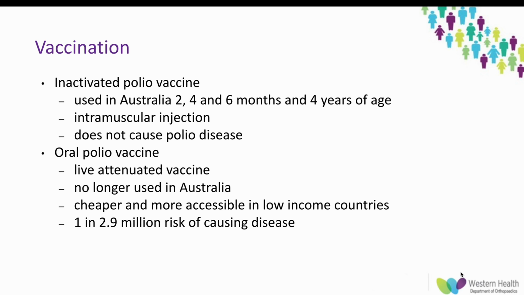On the other hand, there's the oral polio vaccine. This is a live attenuated vaccine. It's no longer used in Australia. It is cheaper and more accessible in low-income countries, which is why it is still used in the world. But it does have a 1 in 2.9 million risk of causing disease.